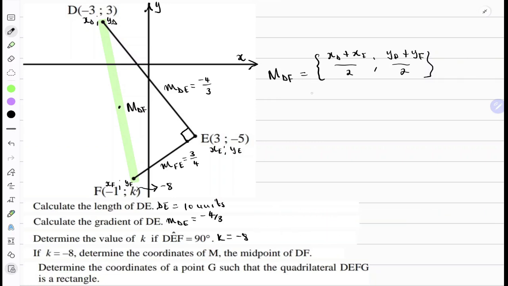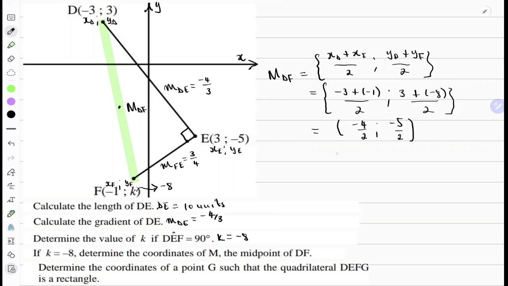So now we can substitute. XD is negative 3 plus XF is minus 1 over 2, and YD is 3, YF is minus 8, all over 2. So this is equal to negative 3 minus 1 is negative 4 over 2, and 3 plus minus 8 is minus 5 over 2. So this is equal to negative 2 and negative 5 over 2.